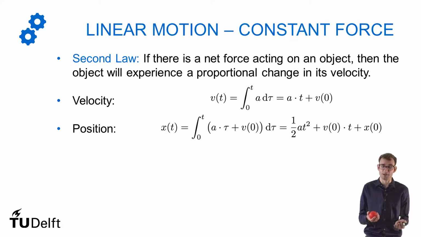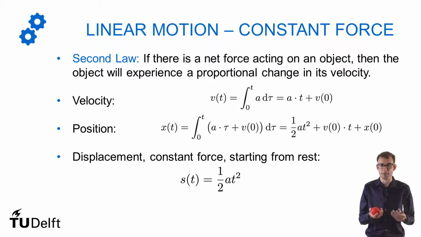Specifically, if we start with zero velocity and at 0 position, let's put the origin in my hand, right? Then the displacement is simply going to be a half a t squared.